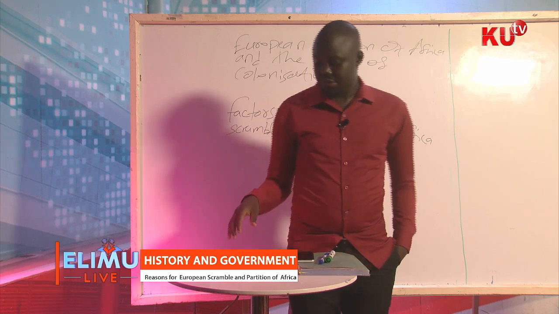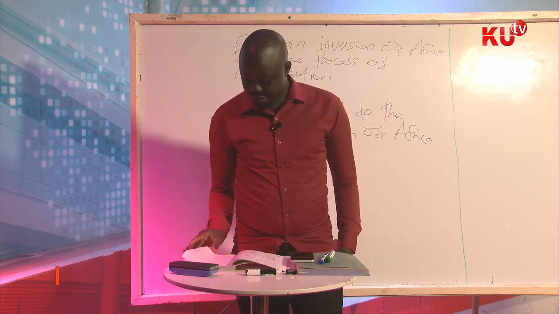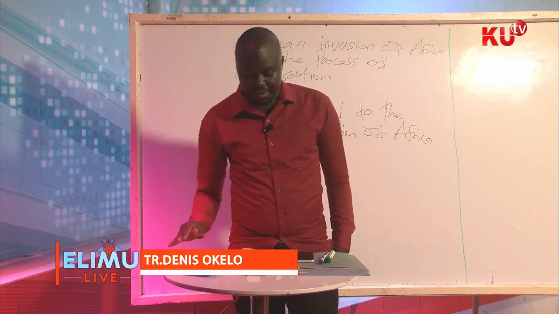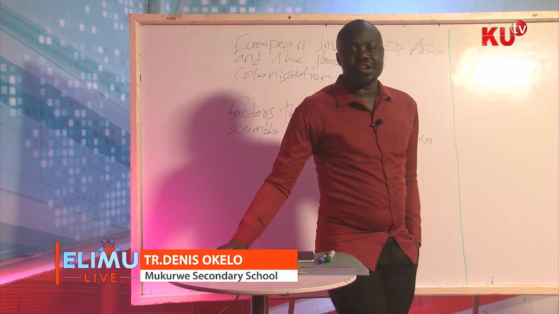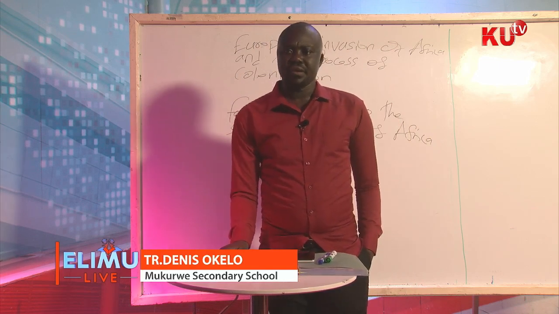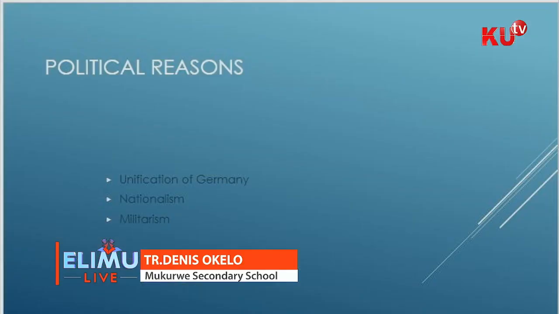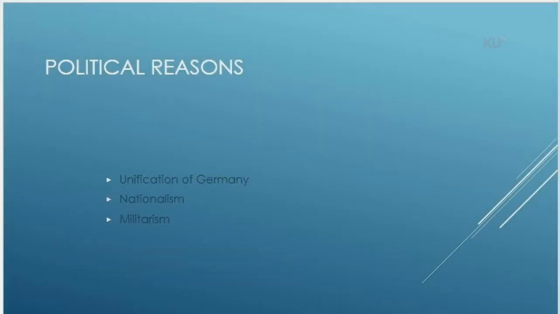Run for me the PowerPoint. So these are the factors that led to the scramble. I've mentioned the political, social, economical, and strategic. I'll start with the political. You are going to be focused on the political reasons why the Europeans scrambled and partitioned Africa.